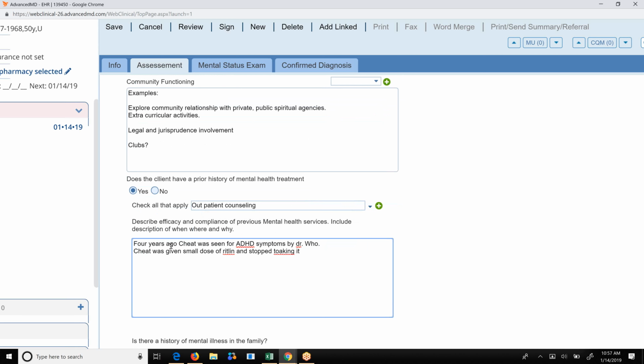You know, all of that is relevant, not just the successes, but also the potential failures due to whatever the reason was. Was there prior inpatient admissions? Just get as specific as you possibly can.